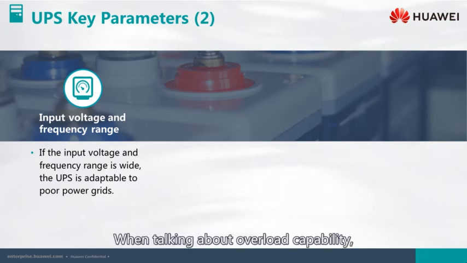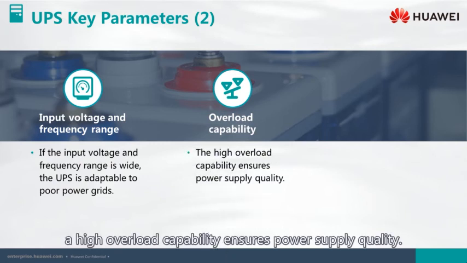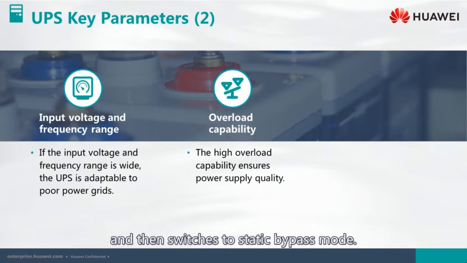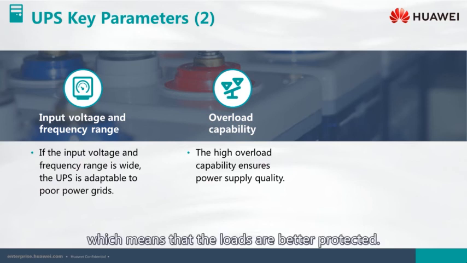When talking about overload capability, we have to understand that a high overload capability ensures power supply quality. If the UPS overloads, it works in normal mode for a short period and then switches to static bypass mode. For this parameter too, bigger is better. A large overload capability means the UPS can work steadily in normal mode and not switch to bypass mode easily, which means that the loads are better protected.